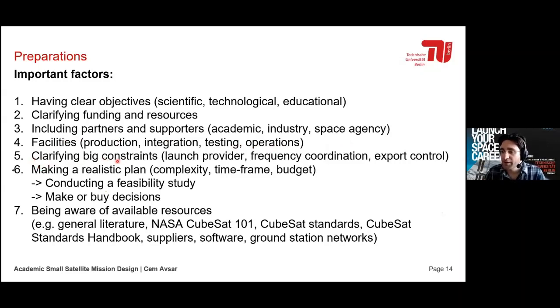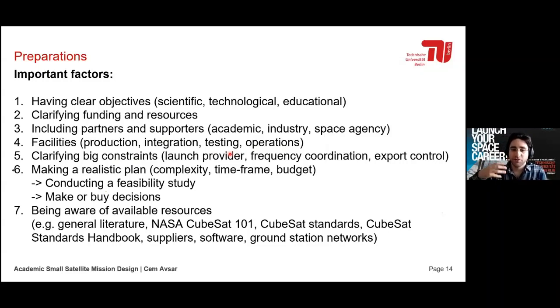And then clarify the big constraints. So the big constraints, what I mean with that is who will launch your satellite, for example. So that's a big thing. It costs a couple of 10,000 or even more than $100,000 to launch a small satellite. If you don't have a free opportunity, nowadays there are also many.